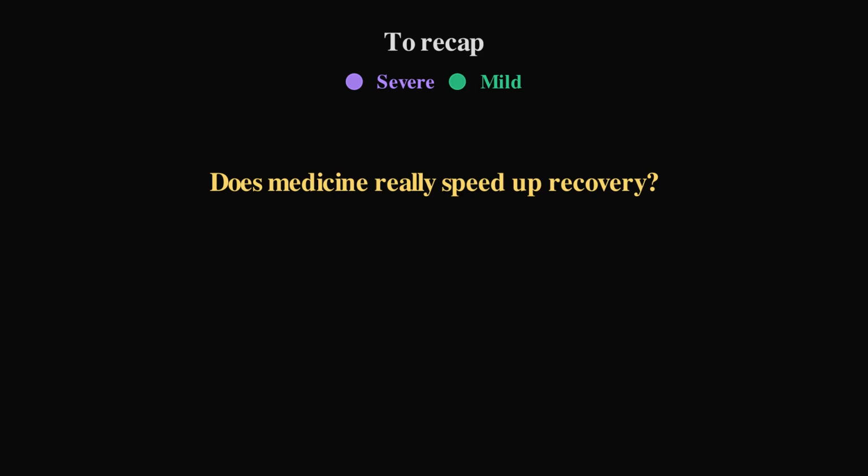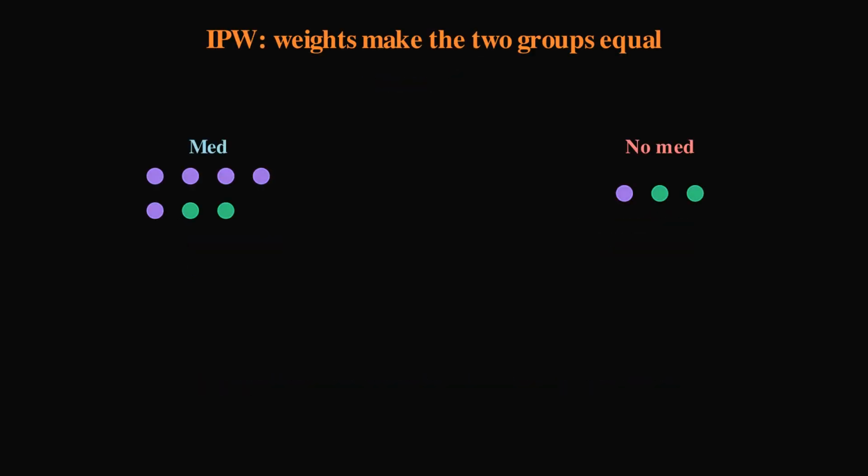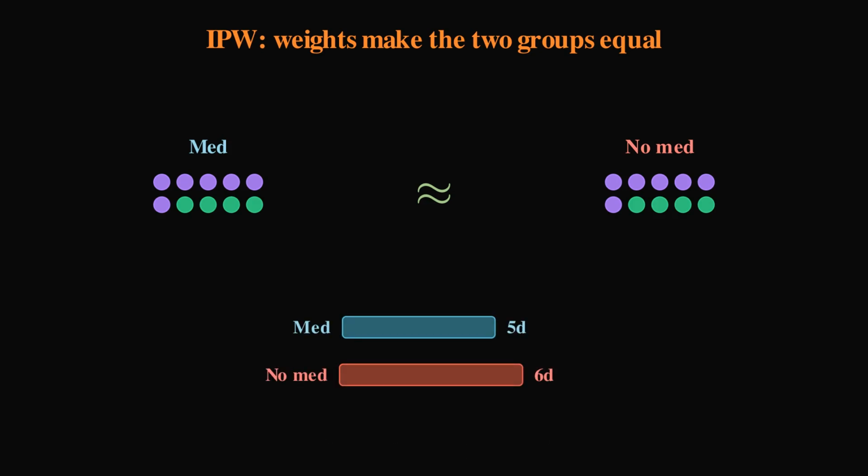Let's wrap up what we've learned. We wanted to know whether the medicine really speeds up recovery, but we couldn't just compare those who took the medicine with those who didn't, because the group that took it was crowded with severe patients and the group that didn't with mild patients. When the two groups start from different baselines like this, the confounder hides the true effect. What solved this problem was IPW. By giving each person a weight equal to the reciprocal of the probability, we make the makeup of the two groups the same. Then the medicine that looked harmful revealed its true effect, speeding up recovery by 1 day.